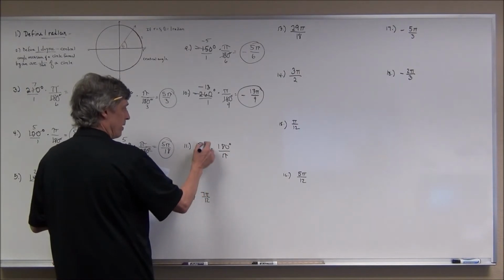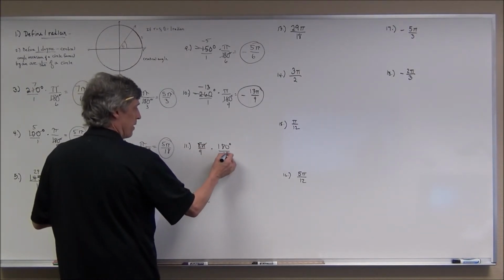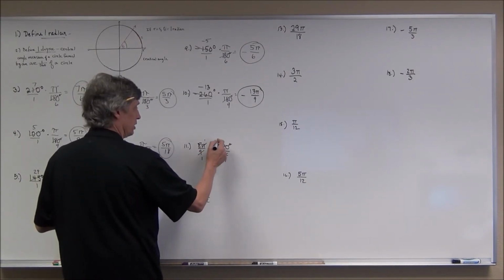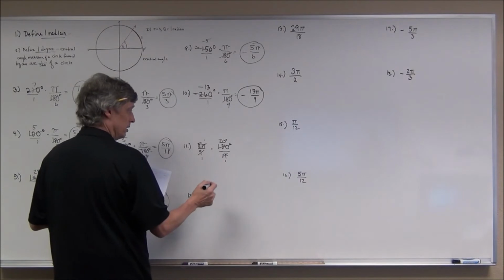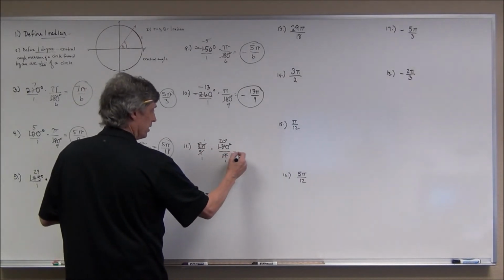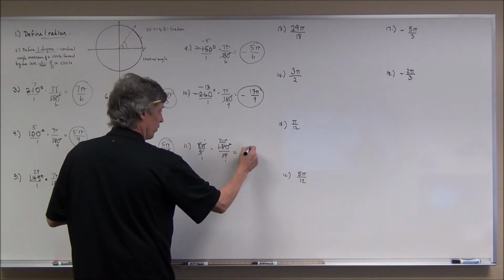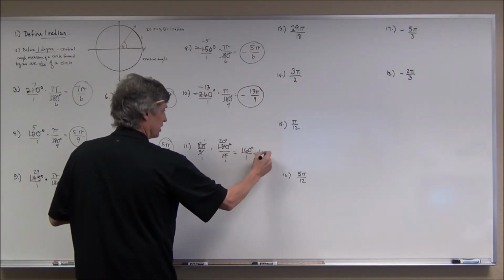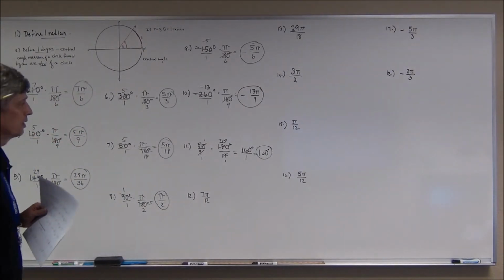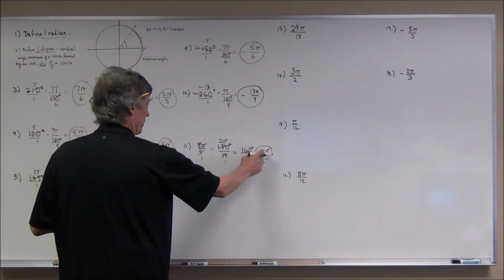And as you can see here, pi goes in that once, pi goes in that once, right? And I can see 9 goes into 9 once, 9 goes into 180 degrees, 20 degrees. So that's 8 times 20 degrees all over 1. That's 160 degrees over 1, or just 160 degrees. And don't forget your degree symbol. You don't have to put it over 1, we'll just go from here to here.